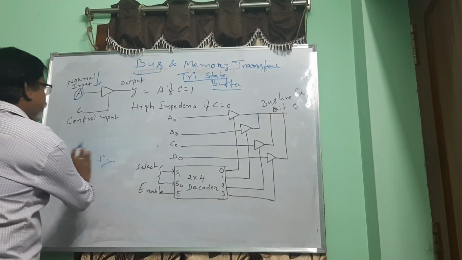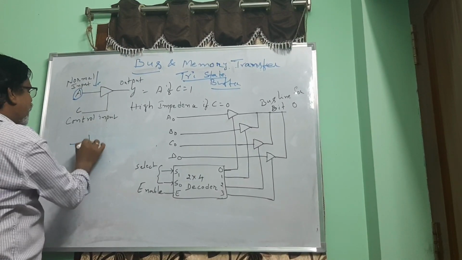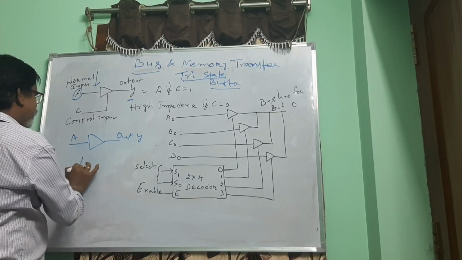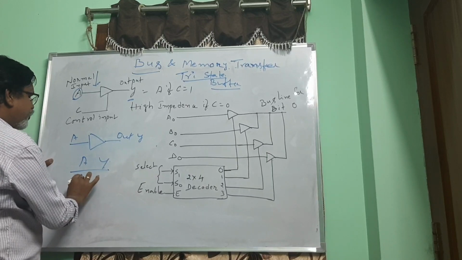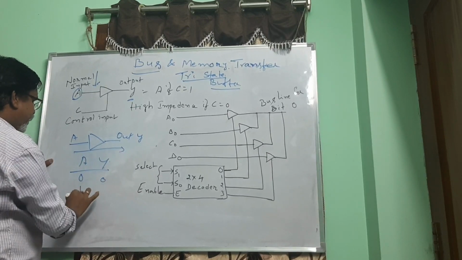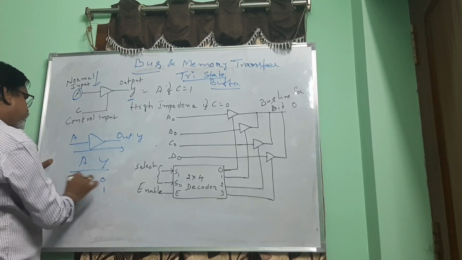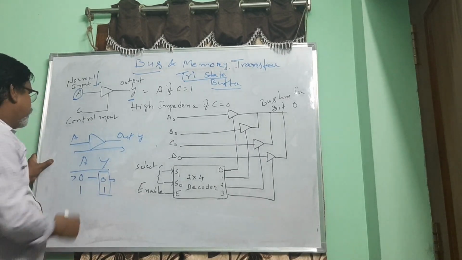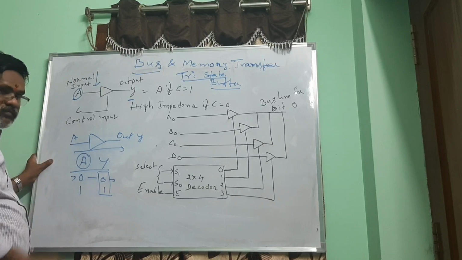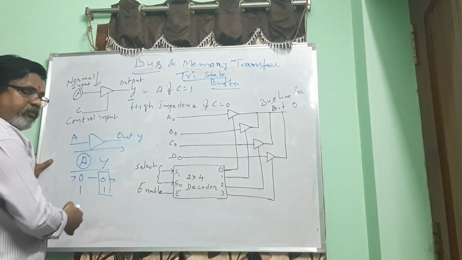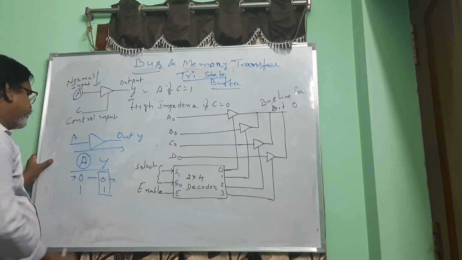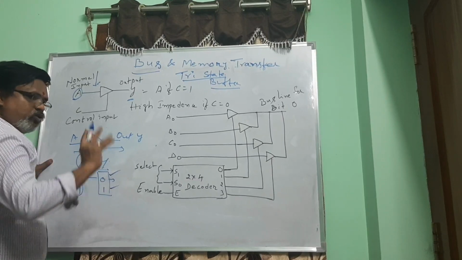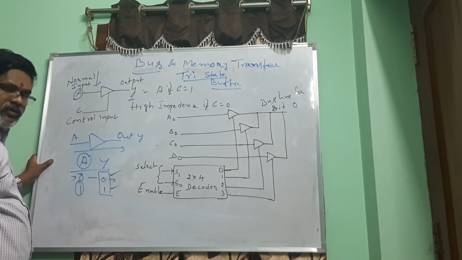So for example, if you want to write the truth table for this normal buffer, input A, output, say in our case we use the letter Y, A and Y. If A is 0, Y also will be 0. If A is 1, Y will be 1. So here, one input, one output. The output states will be 2, because one input gives two combinations of inputs. If the input is 0, output will be 0. If the input is 1, output will be 1. Two states will be transferred as an output.